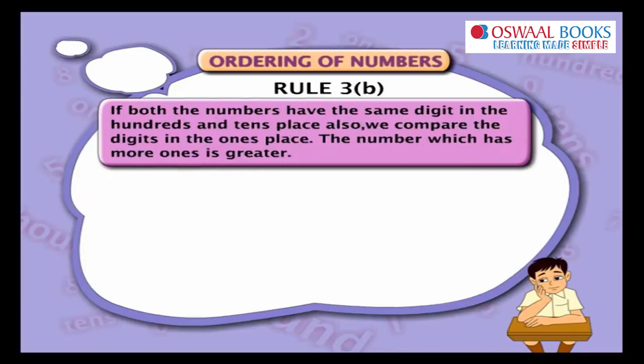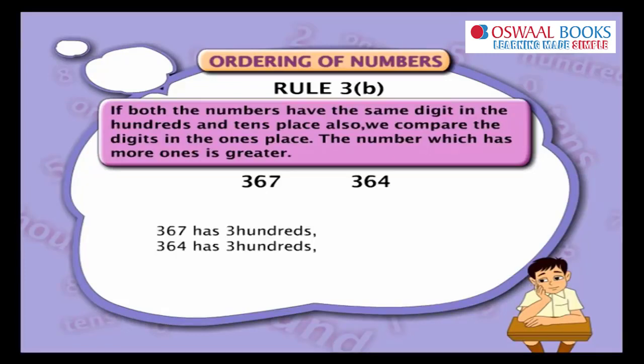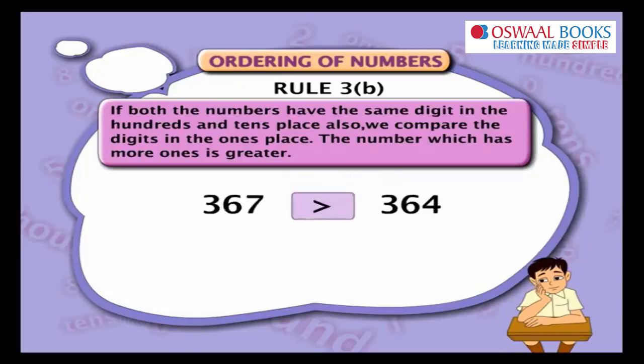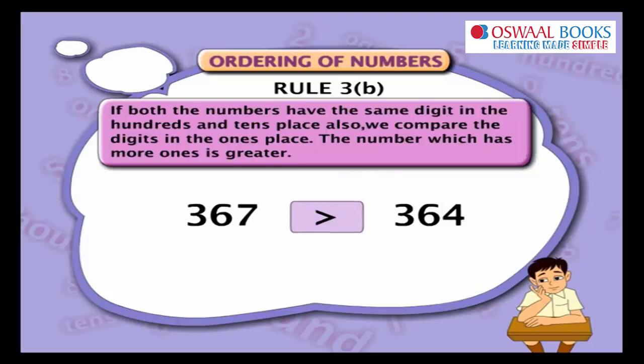Rule 3b. If both the numbers have the same digit in the hundreds and tens place also, we compare the digits in the ones place. The number which has more ones is greater. For example, let us take two numbers 367 and 364. Here, both numbers have 3 in the hundreds place and 6 in the tens place. So, now let us compare the ones place. 367 has 7 ones and 364 has 4 ones. Therefore, 367 is greater than 364. We write this as 367 greater than 364.